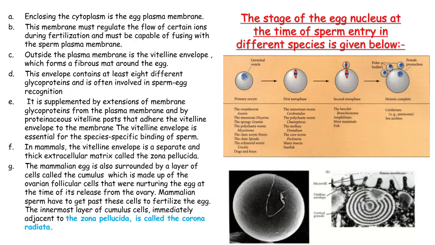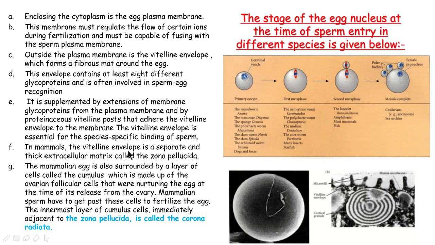Okay. The fifth point: it is supplemented by the extension of the membrane glycoprotein from the plasma membrane and the proteinaceous vitelline pores that adhere the vitelline envelope to the membrane. The vitelline envelope is essential for species-specific binding of the sperm.